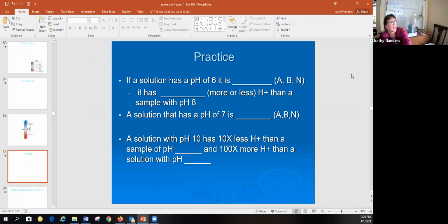So if we're still at a pH of 10, then it has 100 times more hydrogen ions than a solution of pH 1.